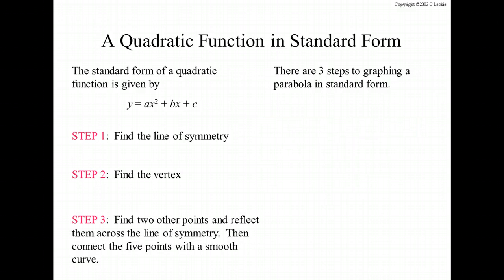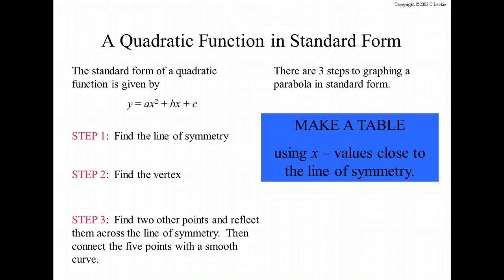Step 3 is what we used to graph a parabola in vertex form. We're going to make a table of 2 extra values close to the x. And then we're going to use the idea of symmetry to reflect and find 2 points on the other side of our symmetry line. And then we're going to connect them to form our parabola.